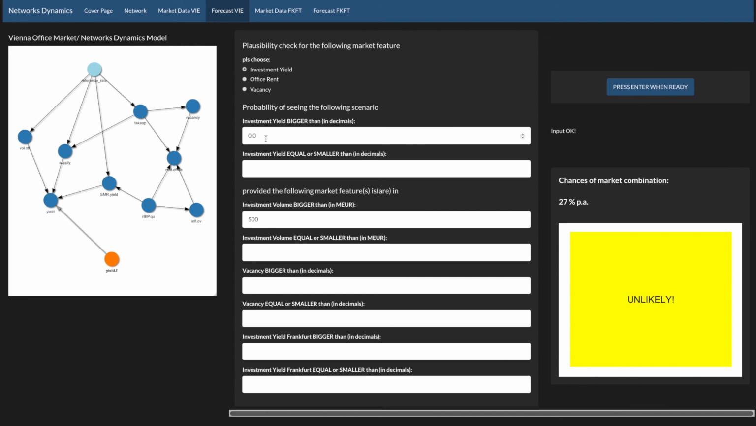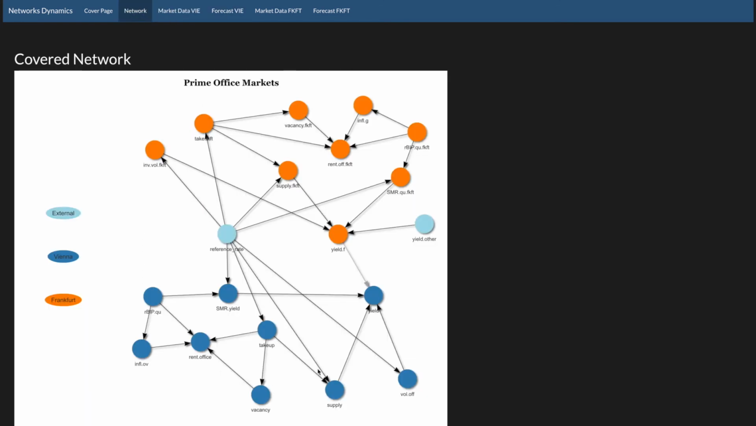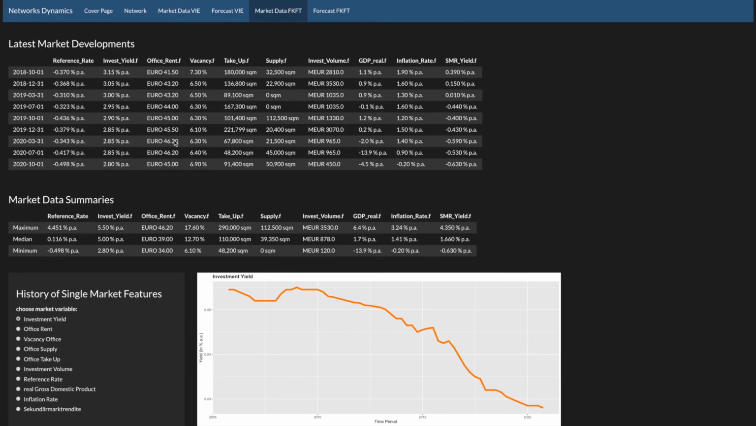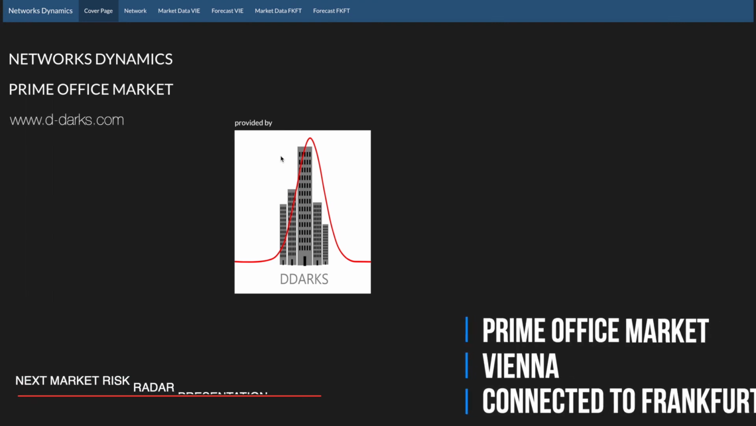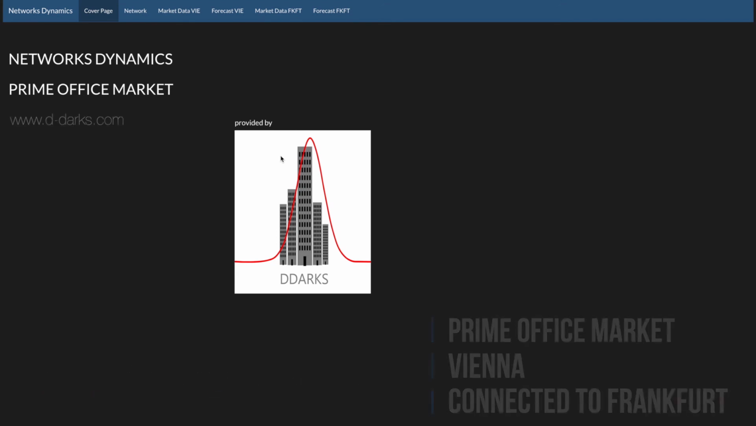So as you can see, you can choose your combination of market parameters, what you expect in the market. And what we saw here with the market data and the forecast data, we split this up for any market which is implemented in the overall network structure. So I hope you got a short overview, and next time we will show you how we implemented this for a client in the Vienna office prime market.